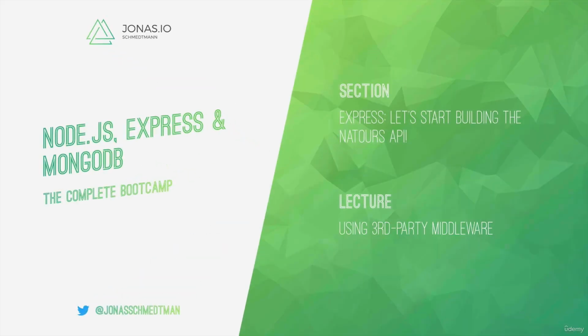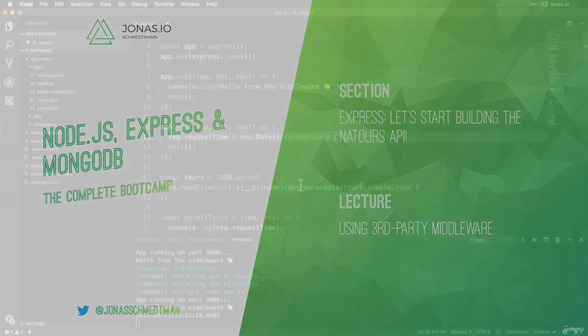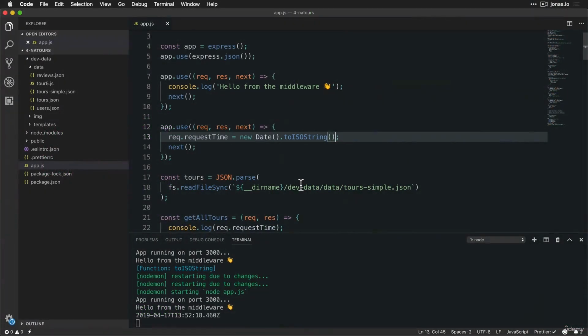Let's now use a third-party middleware function from NPM called Morgan in order to make our development life a bit easier. So as I mentioned, we're going to use a middleware called Morgan, which is a very popular logging middleware. So a middleware that's going to allow us to see request data right in the console. Okay, so let me go ahead and install it, and you will then see how that works.